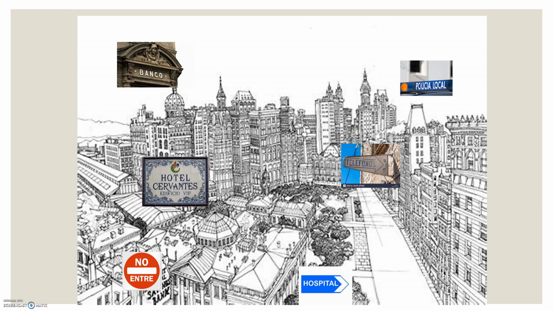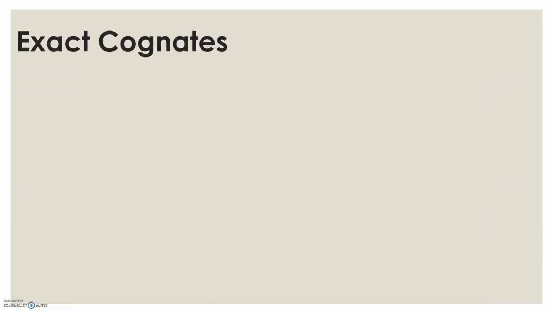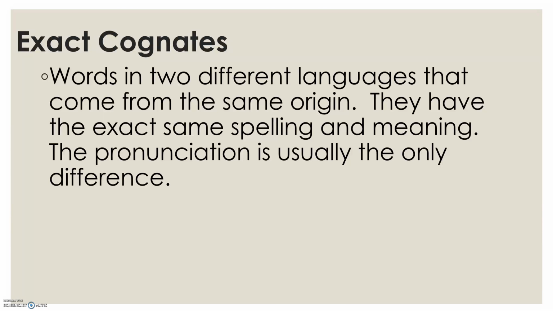Let's look at three different types of cognates. The first type of cognate is the exact cognate. Exact cognates are words in two different languages that come from the same origin. They have the exact same spelling and meaning. The pronunciation is usually the only difference.